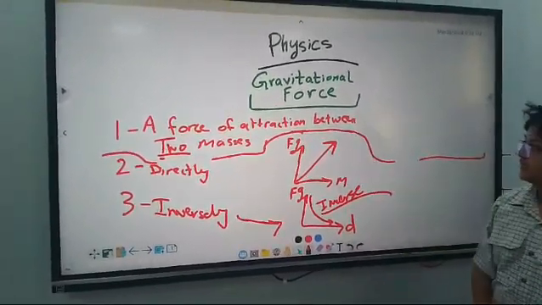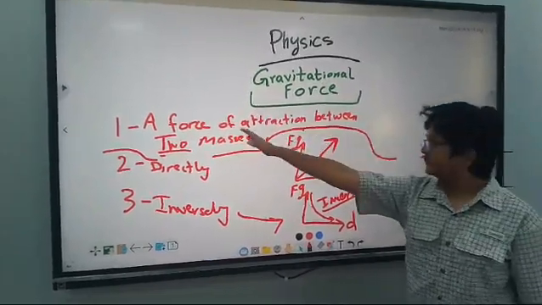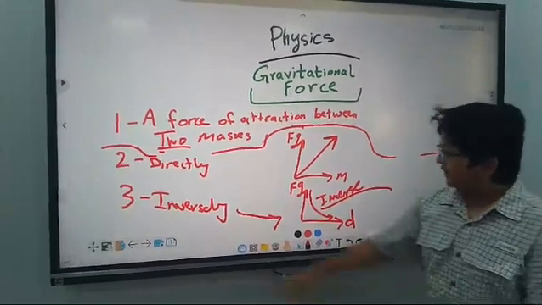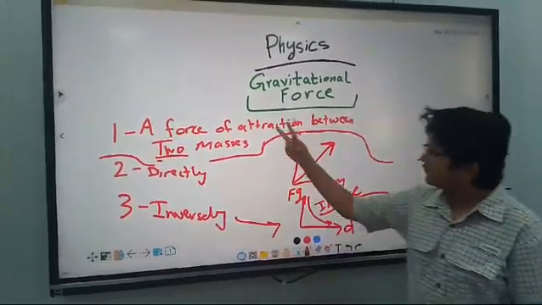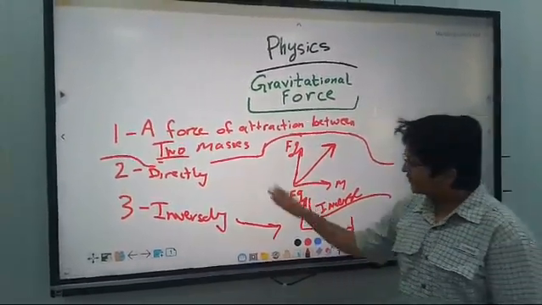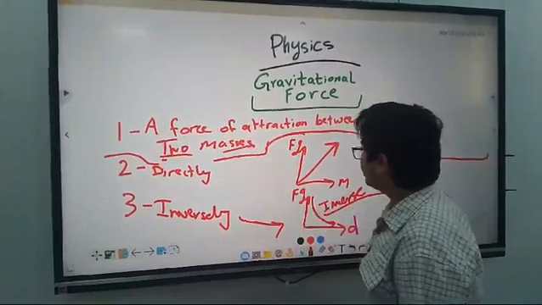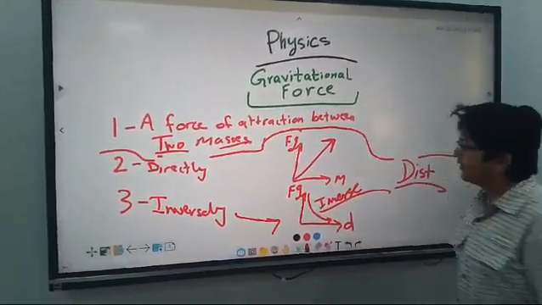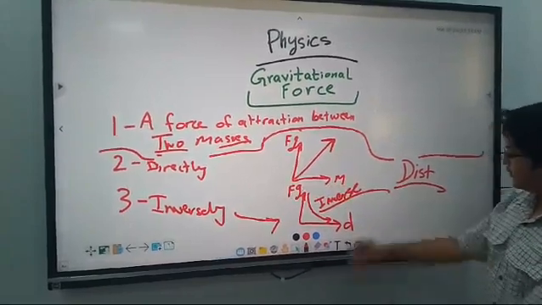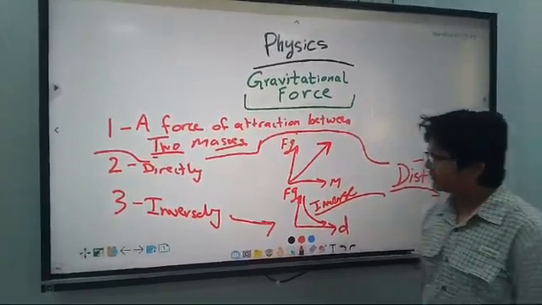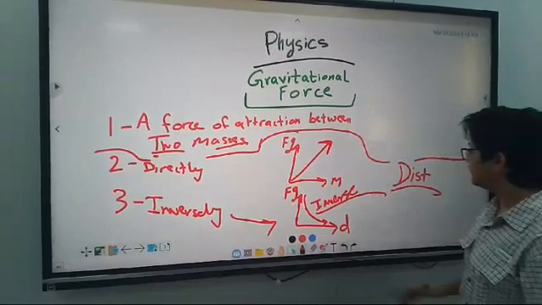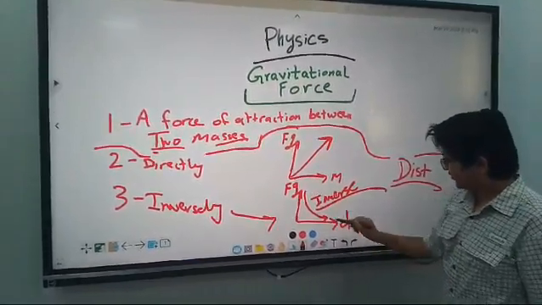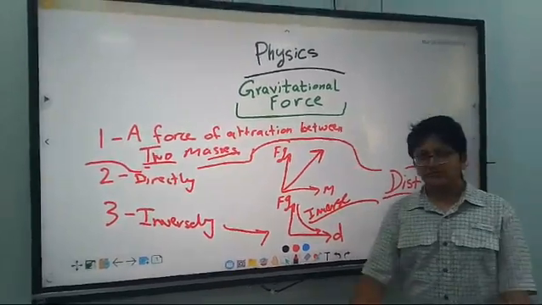So to sum it up, gravitational force is a force of attraction between two masses, such as the Earth and a person. The force can depend on two main things: the mass and the distance. As mass increases, the force will increase directly. But as distance increases, the force will decrease in this way, in a curved way. This is called inverse. Thank you so much for watching.